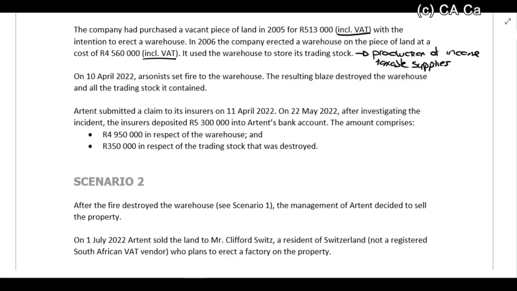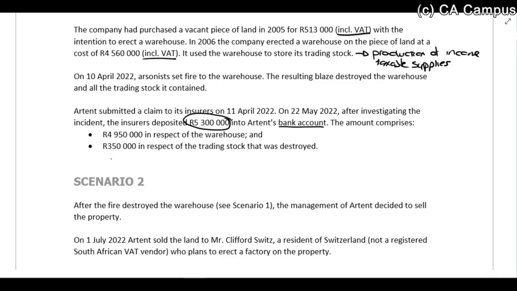Okay, then on the 10th of April 2022, arsonists set fire to the warehouse. The resulting blaze destroyed the warehouse and all the trading stock it contained. Okay, that's a shame. Artent submitted a claim to its insurers on the 11th of April 2022, and on the 22nd of May 2022, after investigating the incident, the insurers deposited 5.3 million rands into Artent's bank account. So they received this amount in their bank account. And I tell you, this amount comprises 4.95 million in respect of the warehouse and 350,000 rands in respect of the trading stock that was destroyed.